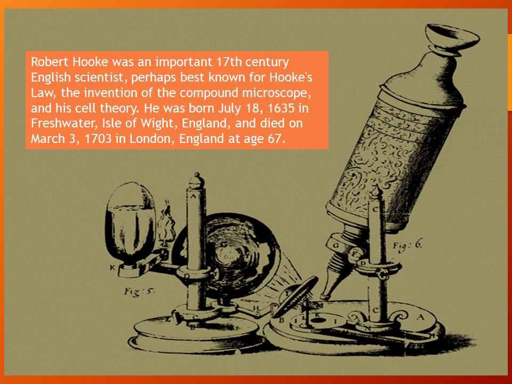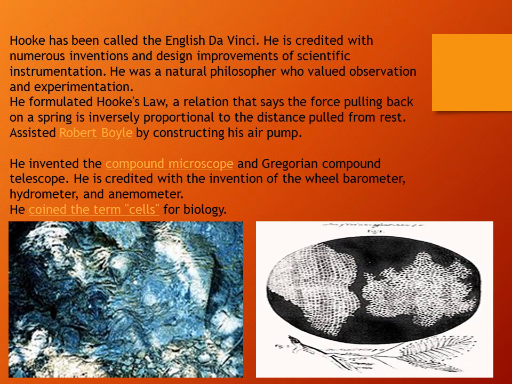He was born July 18, 1635 in England and died on 3 March 1703 in London at the age of 67. So let's start. What is the work of Hooke? Hooke has been called the English Leonardo, and he invented and designed improvements of scientific instruments. He was a natural philosopher who valued observation and experiments.